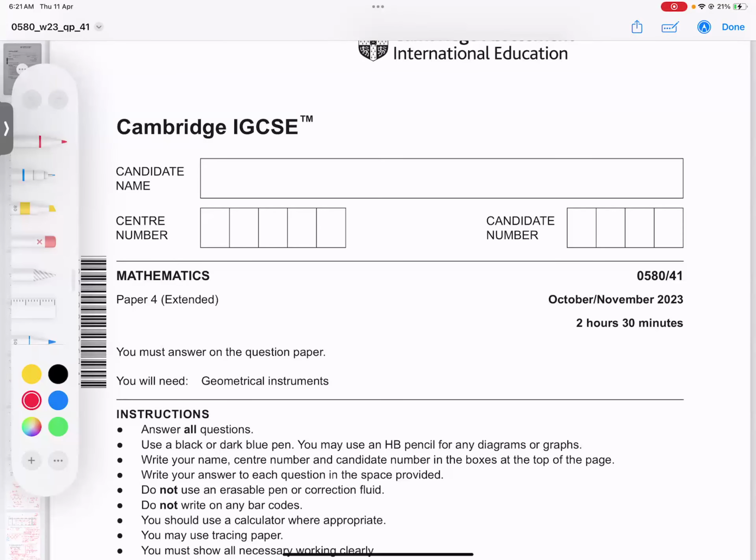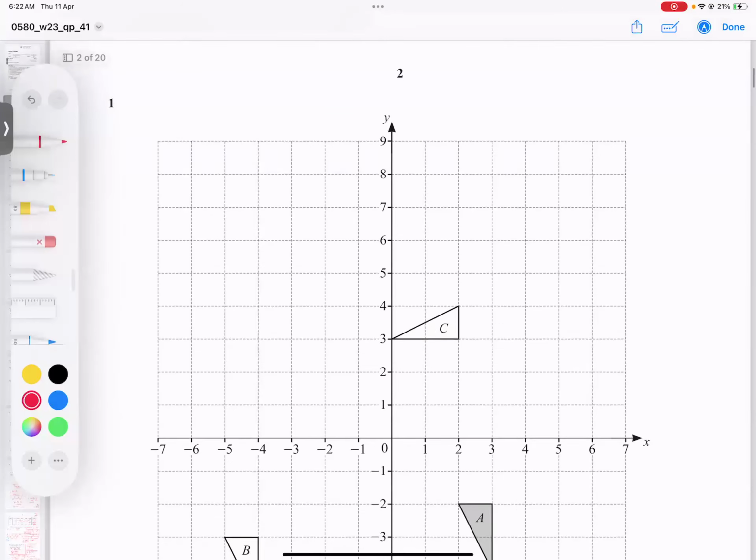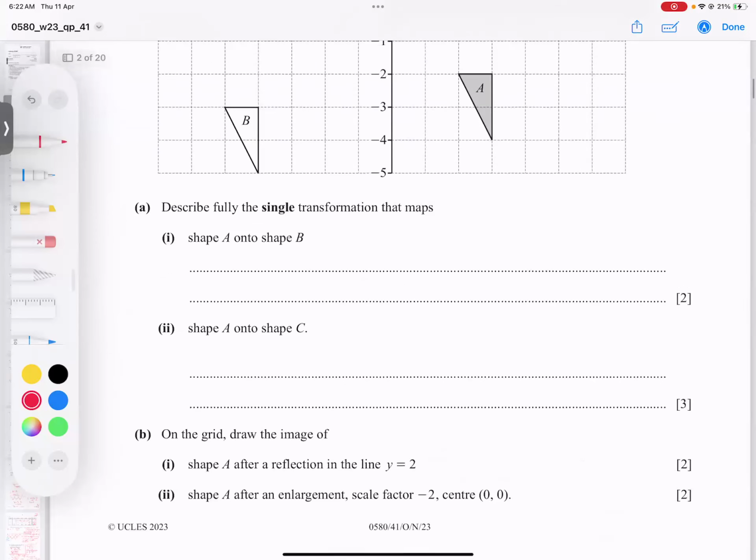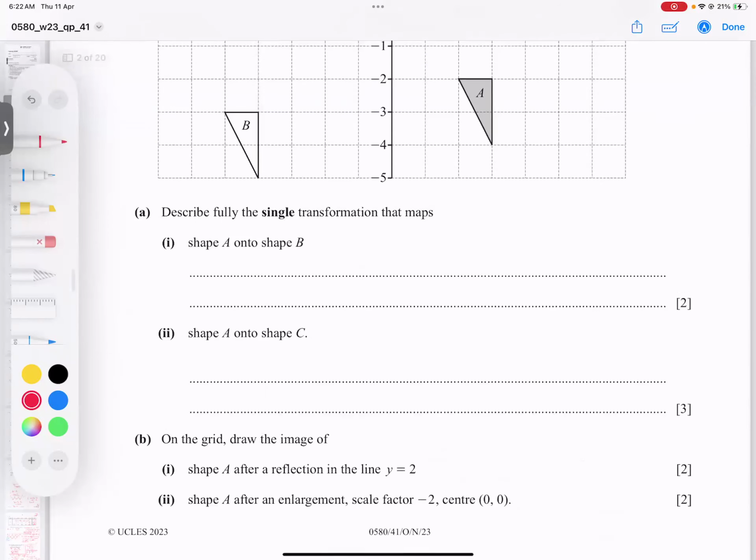This is an October 2023, N41 variant and extended 4 paper. So let's try to solve it. Question number one, we have a topic of transformation. And the first part is asking: describe fully the single transformation which maps A onto B. Maps means shifts. Shifts what? Shifts diagram A onto diagram B.